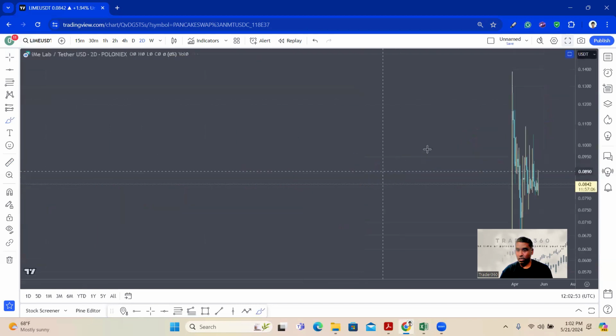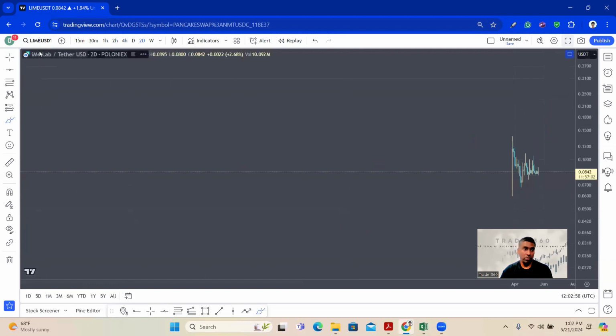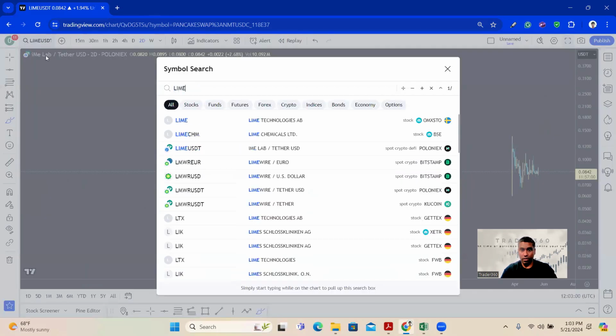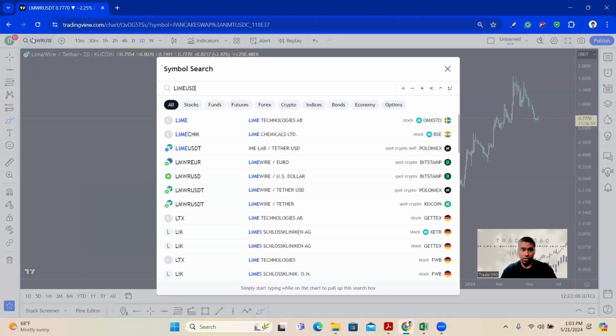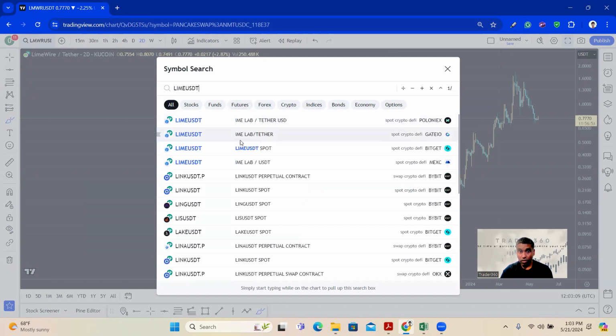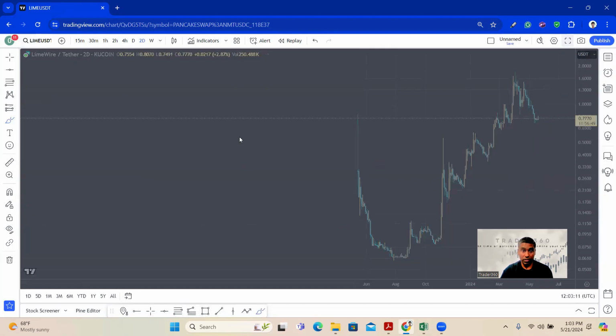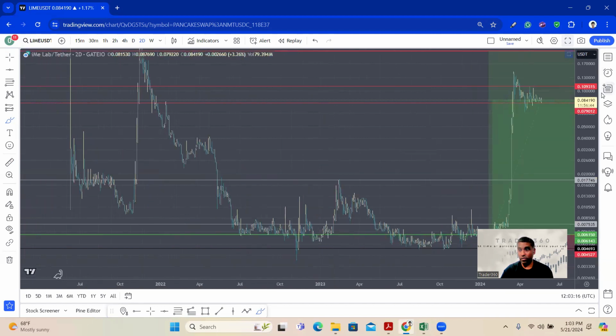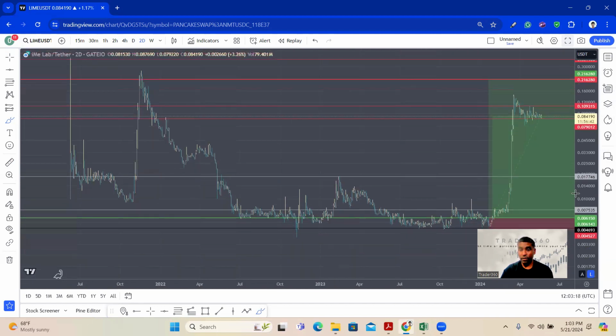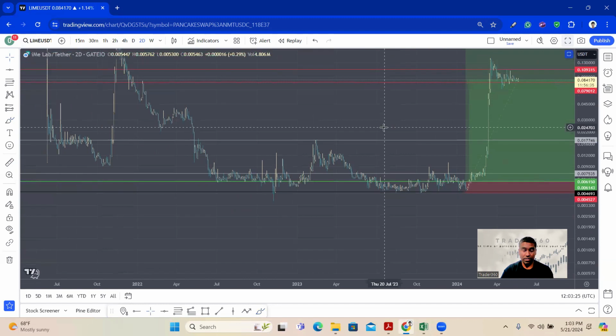This was a coin we traded. Sometimes I have to check the chart. I think not this one. Okay, let me check this one. Yes, this is the chart we have traded. This is an example I want to give you about the moves.